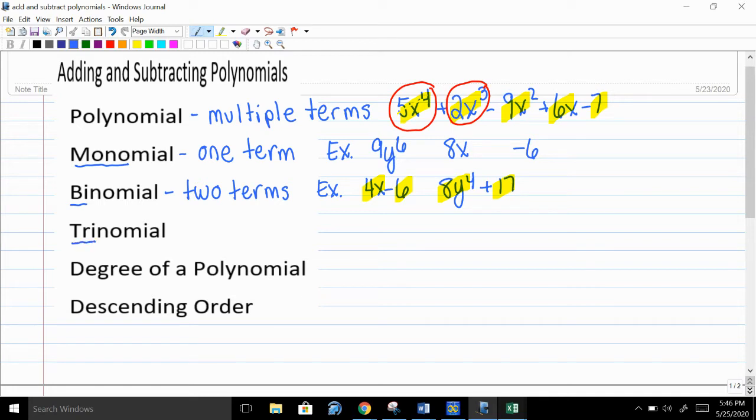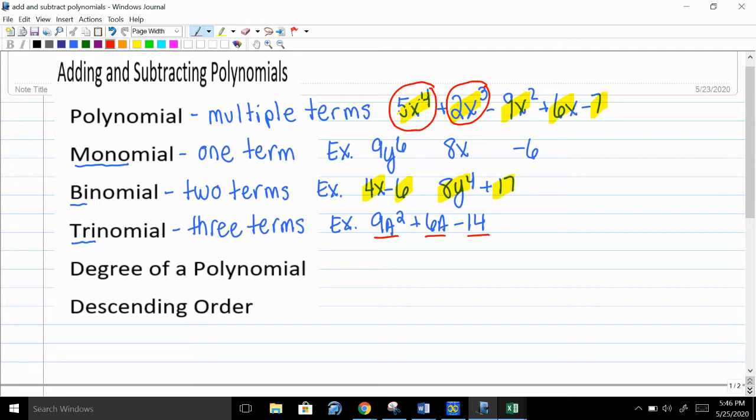Trinomial, okay, tricycle, 3 wheels, right? A trinomial has 3 terms. So for example, a trinomial will be something like this: 9a to the second power plus 6a minus 14, right? Count them up: 1, 2, 3 terms. Trinomial. Anything after a trinomial, something with 4 terms, something with 5 terms, so on and so forth, those don't really have specific names. So if it had 4 terms in it, that would be a polynomial with 4 terms. If it had 8 terms, that would be a polynomial with 8 terms. You get the idea there.